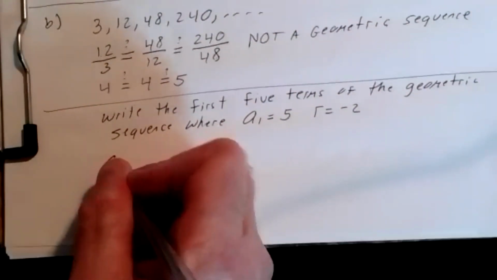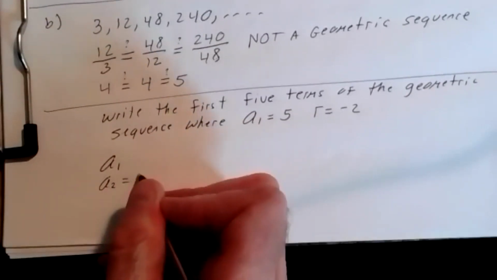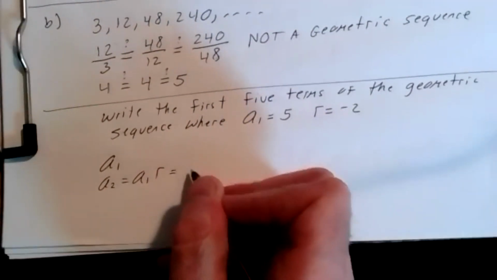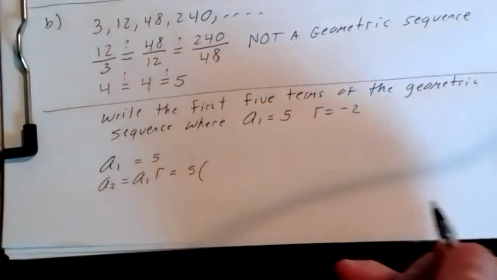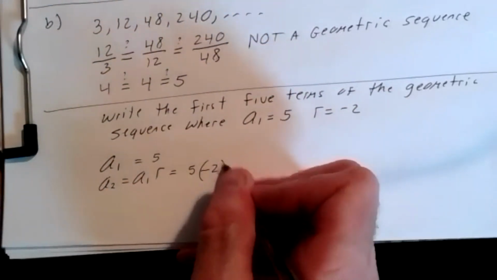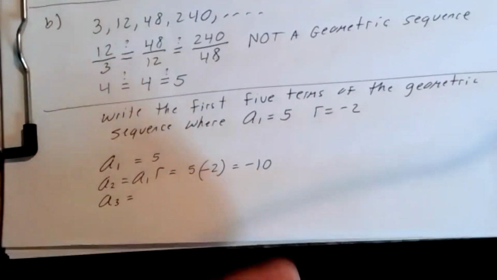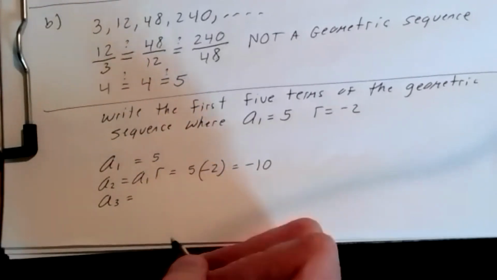How do we find the second term? Multiply the first term by the common ratio. So we multiply 5 times -2. The second term would be -10. How do you find the third term? You do a sub 1 times r squared.